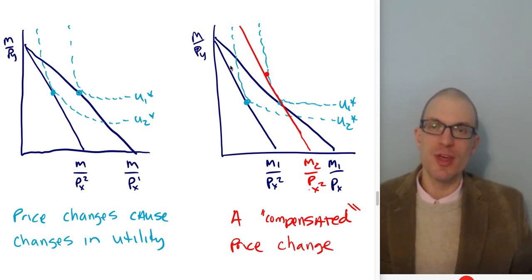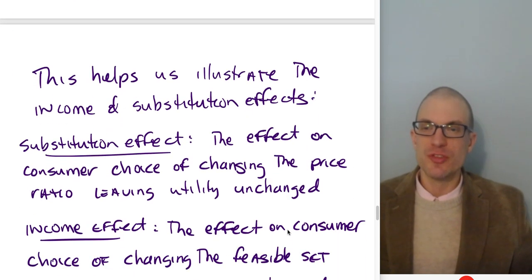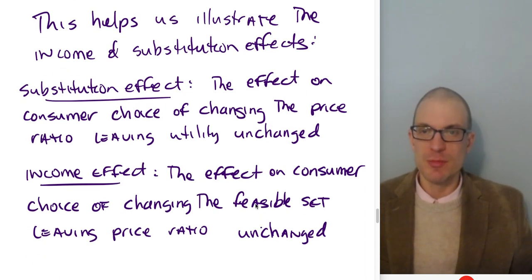We're just hypothetically spotting them enough income to get back to the same indifference curve, albeit where the tangency is going to be equal to a steeper price ratio, right? So that's the compensated price change. In a later lecture, I'll talk a little bit more about compensated price change and why we care about it. Ultimately, this helps us illustrate the income and substitution effects.